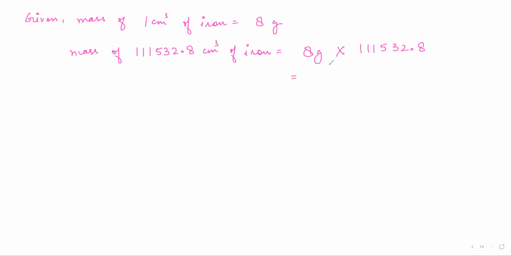Okay, so you can perform it. I'm just telling you the answer. So it will be 89262.4 grams. Okay, so you can convert this in kg because it's such a large number. So we know that 1000 grams is equal to 1 kg. Clear? Right?